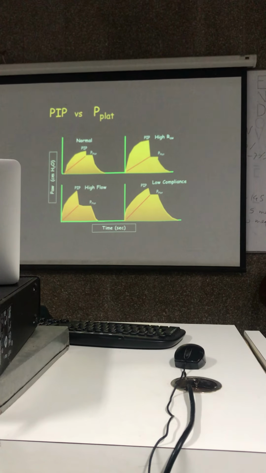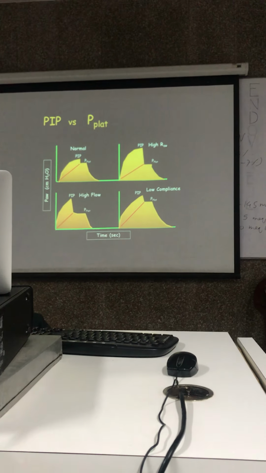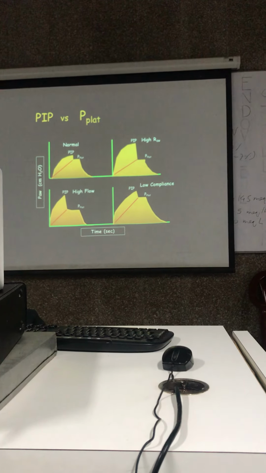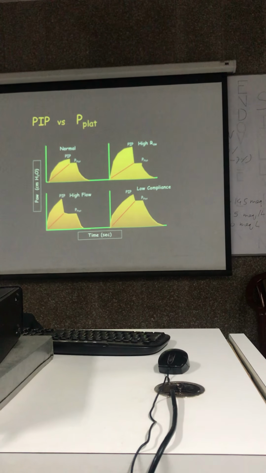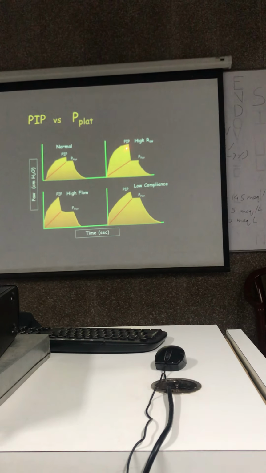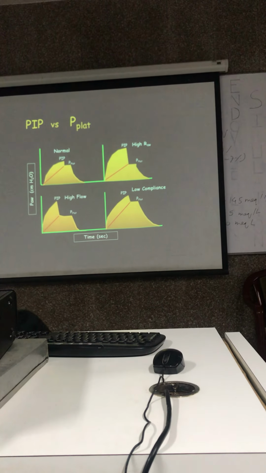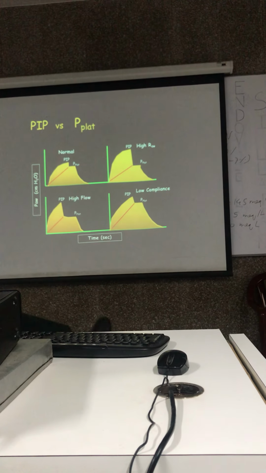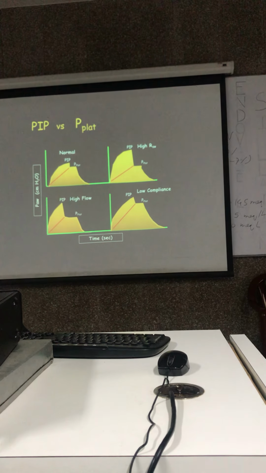Now, did you understand what's happened over here? It's pretty self-explanatory. So this is normal. When you have an airway obstruction, high airway pressure, this is the pattern you will see in your pressure to time scale.